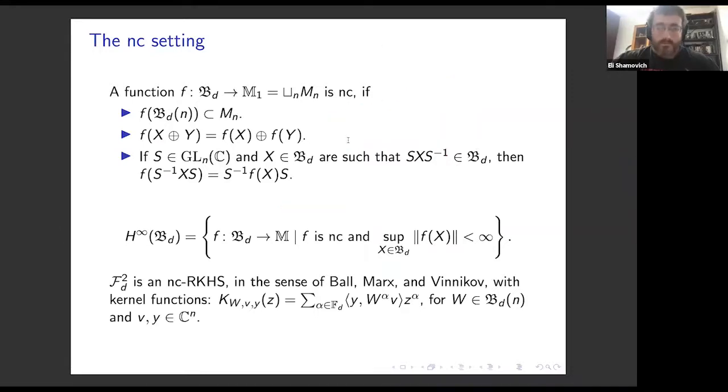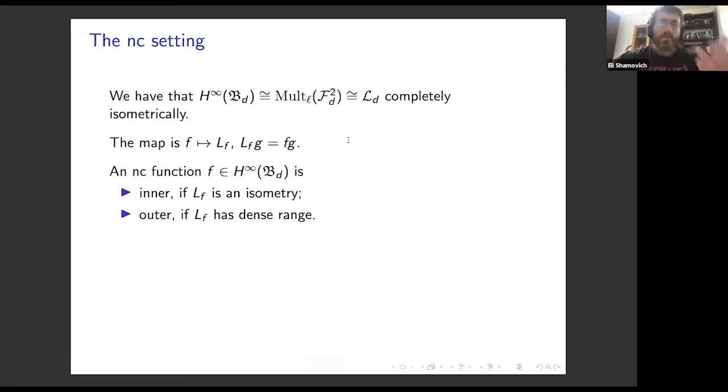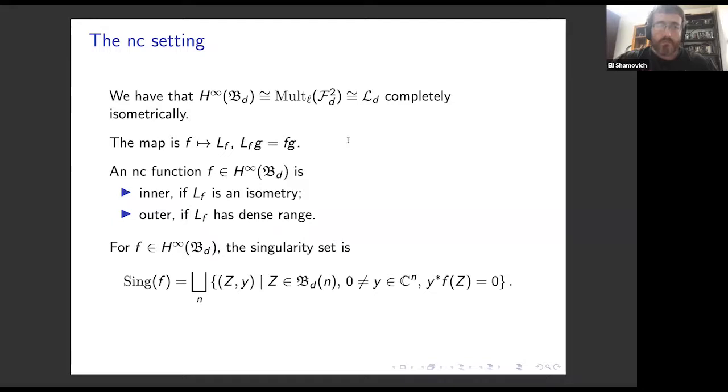Now, let me just jump a bit forward. H infinity of the ball is precisely the left multipliers of the Fock space, completely isometrically. It's the free semigroup algebra studied by Davidson and Pitts. This algebra was successfully studied by Popescu, Davidson, Pitts, and others. The map is, again, you just send f to a multiplication operator, but this time on the left, and direction matters because we are no longer commutative. The definitions are the same. A non-commutative function is inner if the multiplication operator is an isometry, and outer if it has dense range.